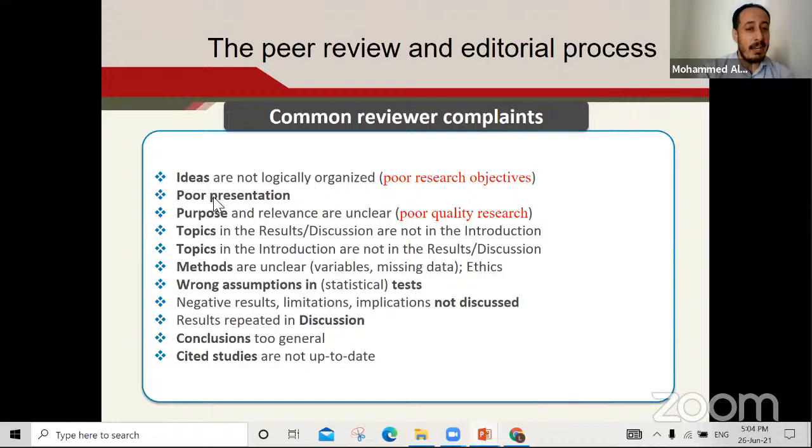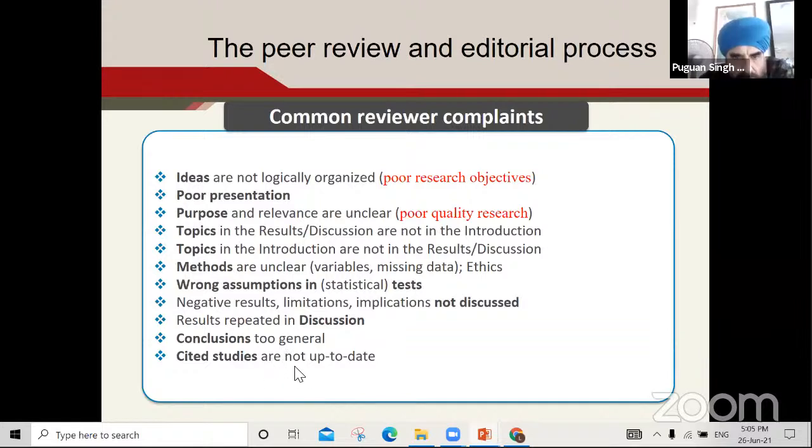These are the common reasons for rejection. Ideas are not logically organized, poor presentation. So the research is good, but poorly presented or poorly written. The aim is not clear. Topics in the results and discussion are not in the introduction, and topics in the introduction are not in the discussion. Methods are not clear. We are not quite sure about the ethics or variables. Wrong assumption. Negative result not discussed, result repeated in the discussion section, conclusion is not very focused, citation is not up to date. So those are the most common.